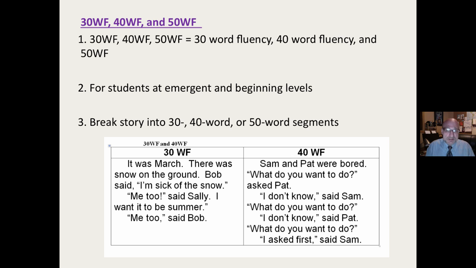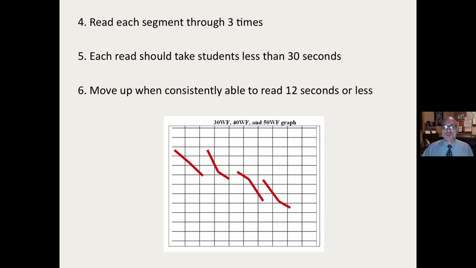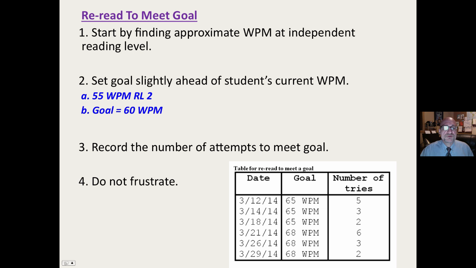Sometimes students at the emergent and beginning levels get overwhelmed by reading for 1 minute. Thus, break a story into 30, 40, or 50 word segments. This is much easier for emergent and beginning level readers. They read the segment through 3 times. Each read should take students less than 30 seconds. Move up when they are able to read in 12 seconds or less consistently. And again, each day they see their times getting better at each attempt: 1, 2, and 3.